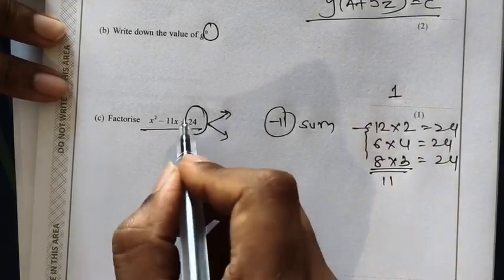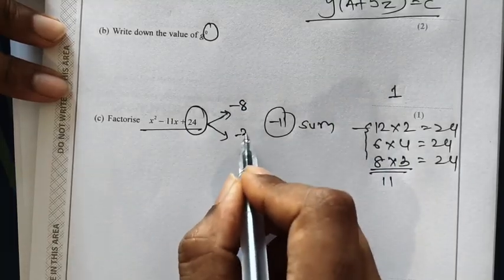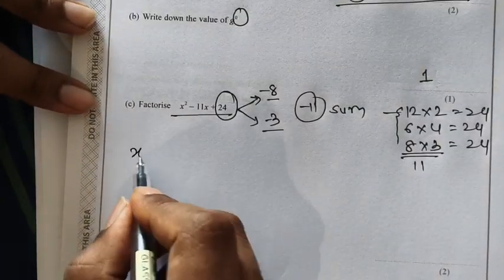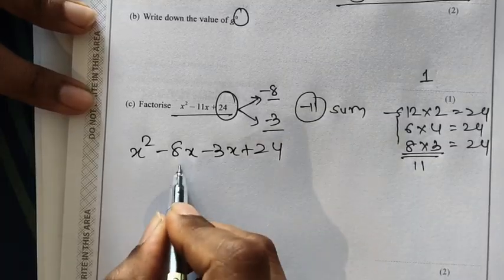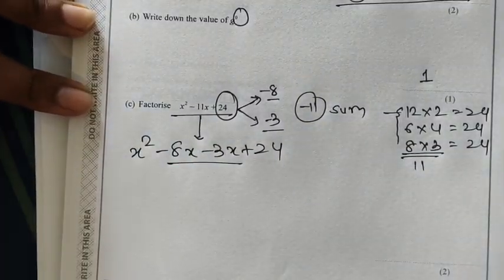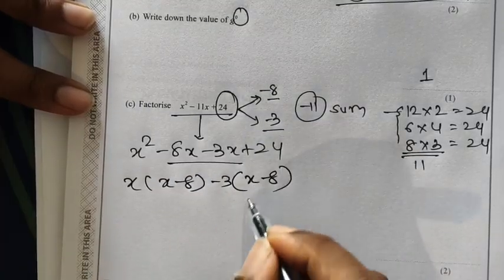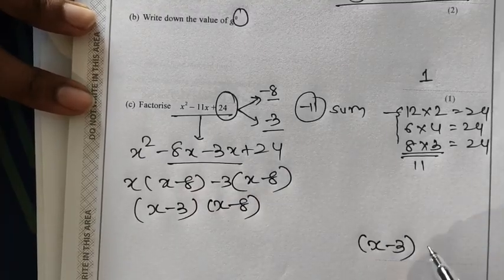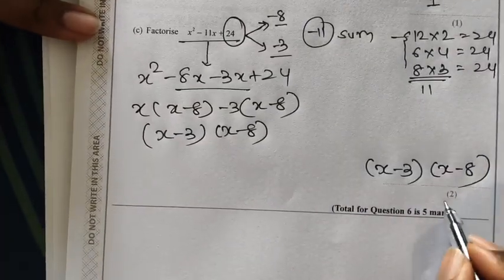And there is a trick. Whenever the product is positive and the addition is negative, you have to put a negative sign on both the numbers. So I'm going to write minus 11x as x square minus 8x minus 3x plus 24. This is my breakup of minus 11x. So I put x outside: x minus 8, minus 3, x minus 8. So x minus 3 and x minus 8 are my factors for the question, correct? This question was of 2 marks. Again, we have got it right.